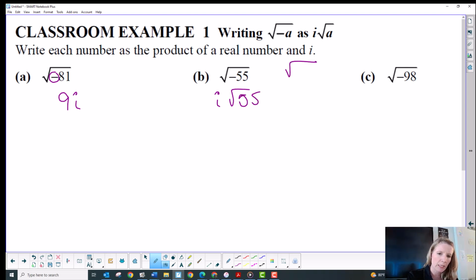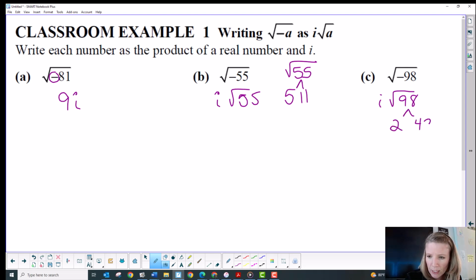And you can't break it down either. 55 is 5 and 11, so it doesn't break down. You can't take any numbers out of that. But for -98, it's negative, so it says i. So you pull out an i, and then you simplify the square root of 98. Now, I break those down. That's 2 and 49. And then 49 is 7 and 7. So the square root of 49 is 7, so that comes outside with the i, and then the 2 stays inside.